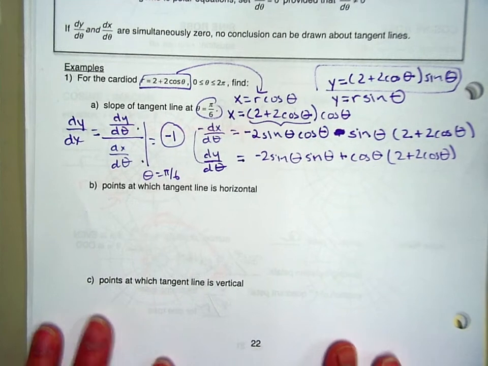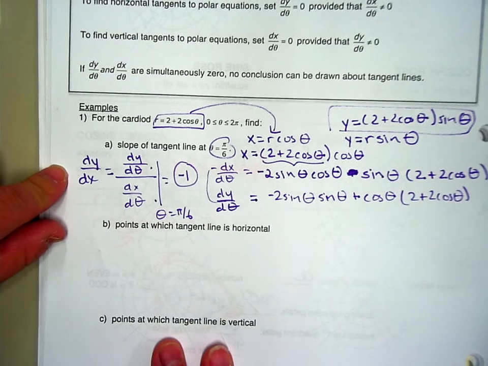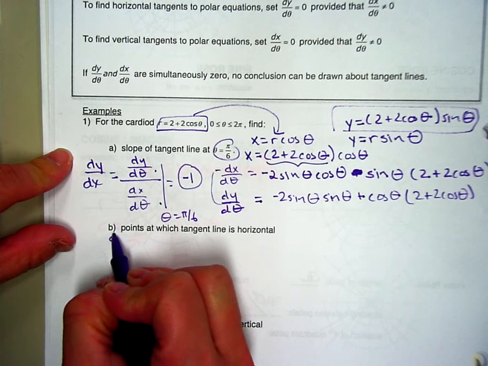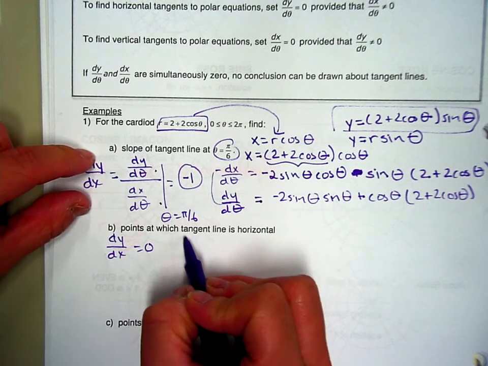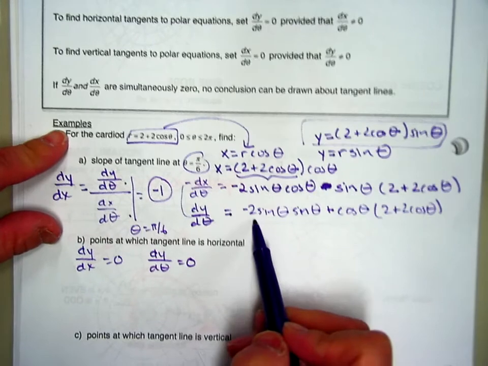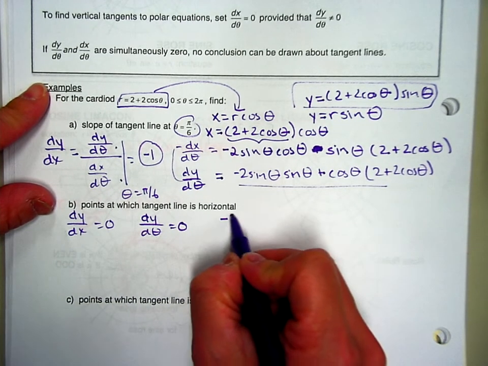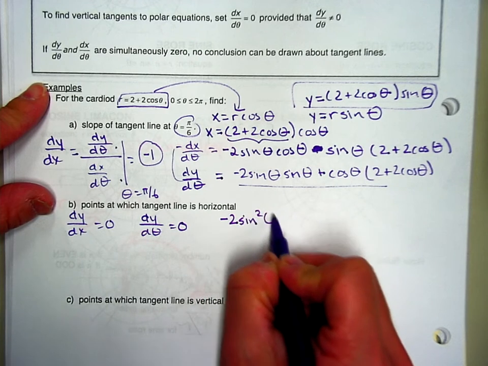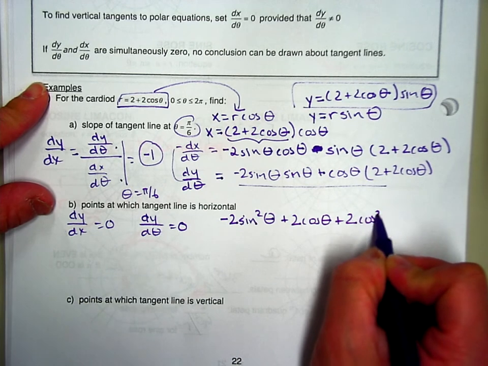Okay, next, same questions that we've seen before. Find the points at which the tangent line is horizontal. So go back to your slope. Tangent line is horizontal means that dy/dx is 0, which in this case really means that dy/d theta is equal to 0. So I'm going to take dy/d theta and set it equal to 0. I'm going to simplify this out a little bit, multiply it out. I get negative 2 sine squared theta plus 2 cosine theta plus 2 cosine squared theta equals 0.